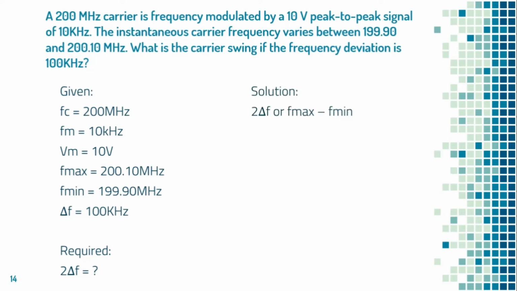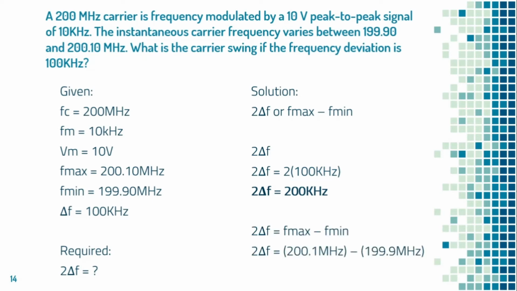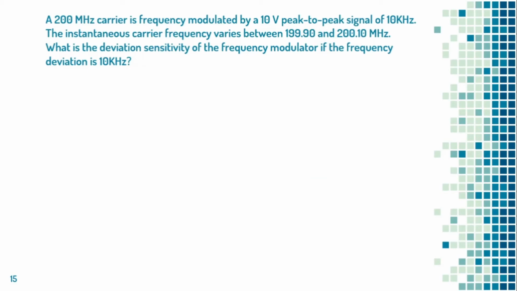So, pwede natin siyang mahanap gamit ang dalawang formula lang to, which is yung 2 delta F or Fmax minus Fmin. So, simply multiplying the frequency deviation by 2 yields us a carrier swing of 200 kHz. Pag ginamit naman natin yung isang formula by subtracting 199.9 MHz from 200.1 MHz, we get the same 200 kHz carrier swing. So ito naman, another example.